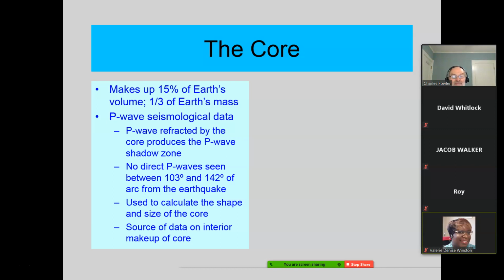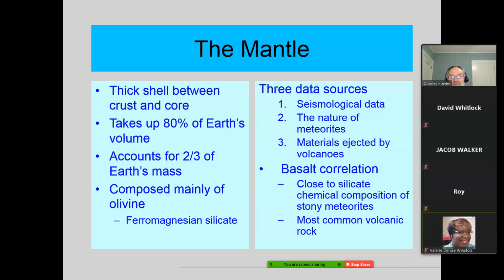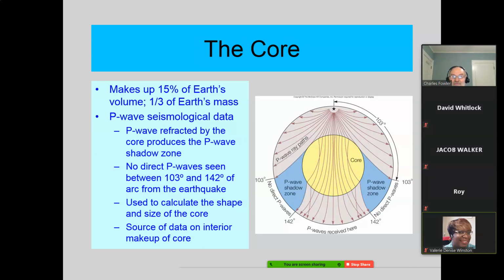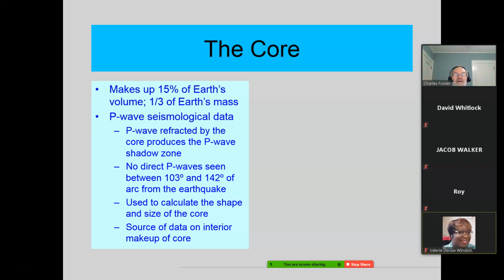How much does that leave for the crust to be? The core is 1/3 of the Earth's mass. The mantle is 2/3 of the Earth's mass. That means the crust, even though it's 5% of the Earth's volume, is negligible in mass, because the other parts are so much more massive, so much heavier, so much denser. Okay, so how do we know all this?